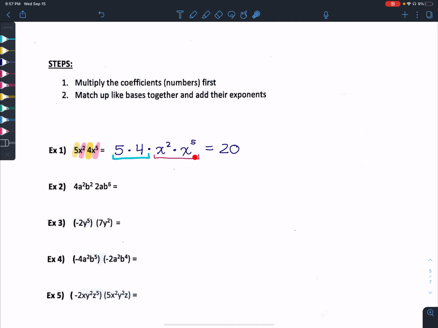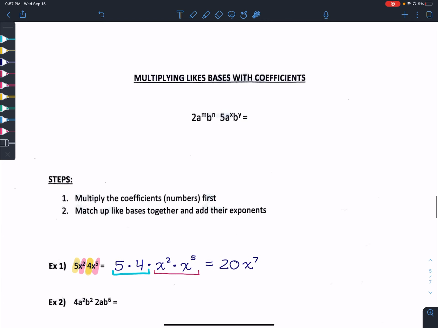And then for the x's, we have x to the 2 times x to the 5, and that is our standard multiplication rule, so we can just add those exponents up. And that is how this is done. So your coefficients get multiplied, number times number, and for your exponents, you use that multiplication rule and add those exponents up.